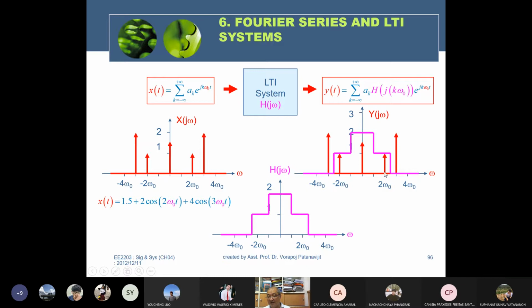Therefore, in this case, the frequency component 4 cos 3 omega will be zero. For the middle, it's the same. And for the lowest frequency, it will be amplified by 2, so 1.5 becomes 3. At the middle, you allow it to pass untouched. This is the result, the Fourier series of y(t), that is generated from this system.